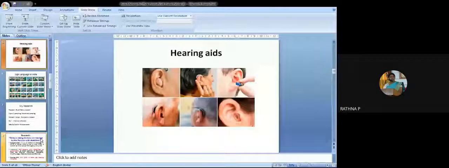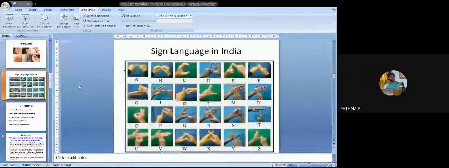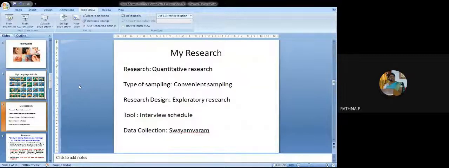And this is the hearing aid individuals. And this is the sign language in India, which we used. Totally, nearly 49 sign languages are there worldwide. And this is my research.